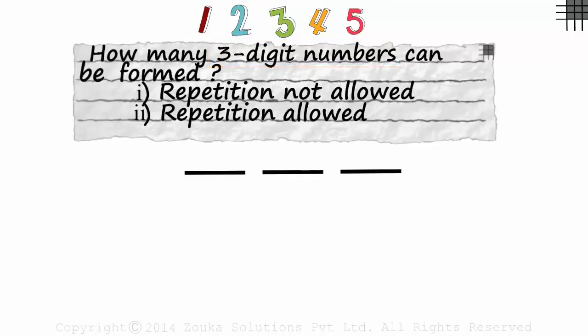And with this question, we have been given 2 conditions. First, it asks us the answer when repetition is not allowed. Let us understand the first condition. Repetition is not allowed. Look at the number 111. This is a 3-digit number, but the digit 1 is repeated.